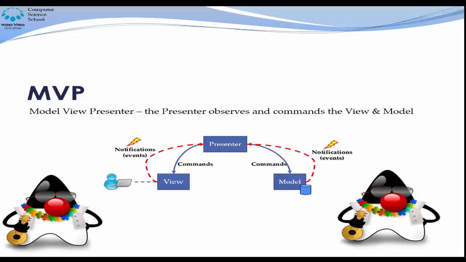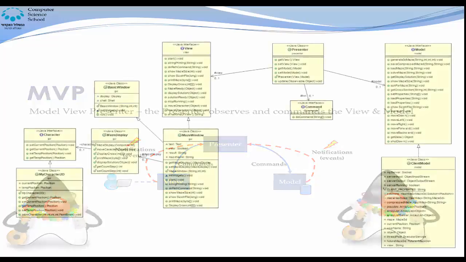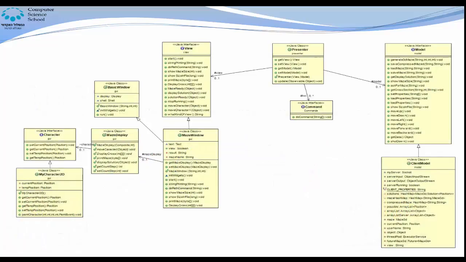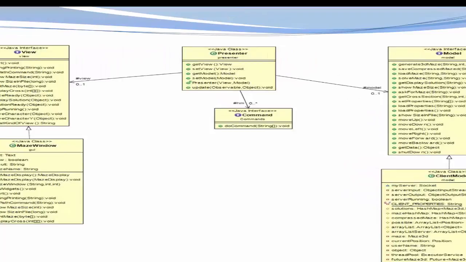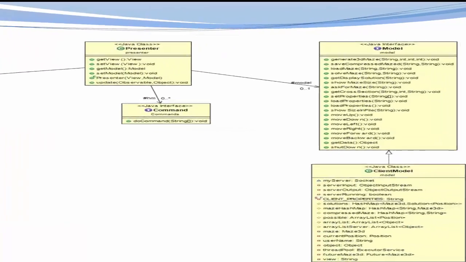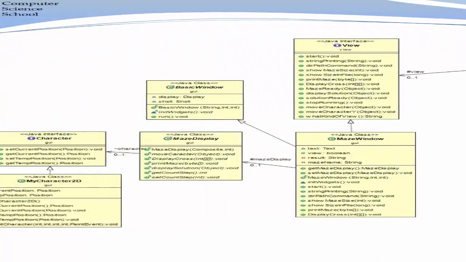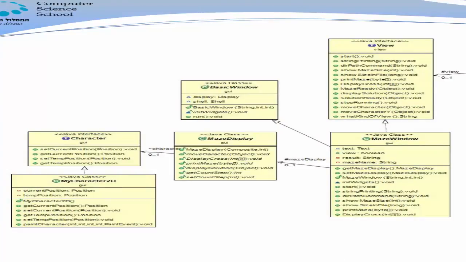And now let me show you it on our project. So here is the MVP architecture on our project actually. As you can see, the presenter, which also has an interface of commands, the model interface and the class itself, the client model, and also the view, the basic window, maze display, and the character. Each are separated. It's very generic. We can replace it easily.